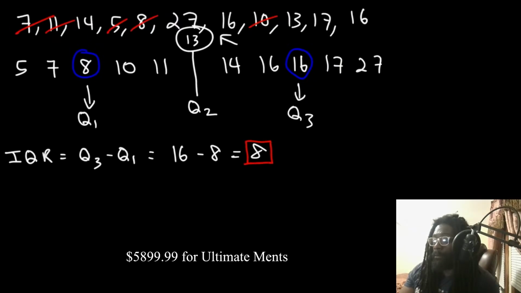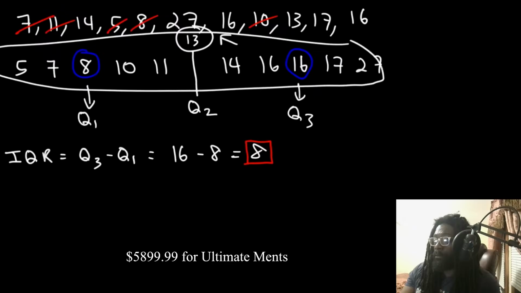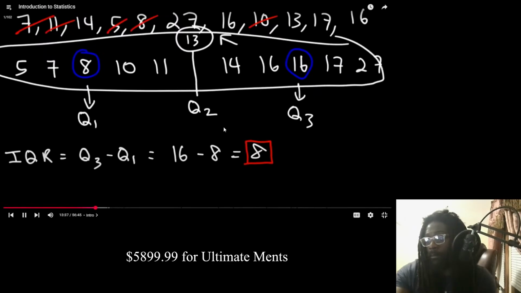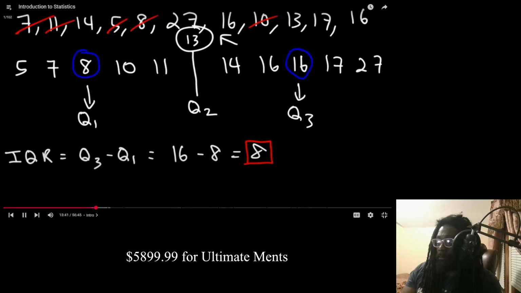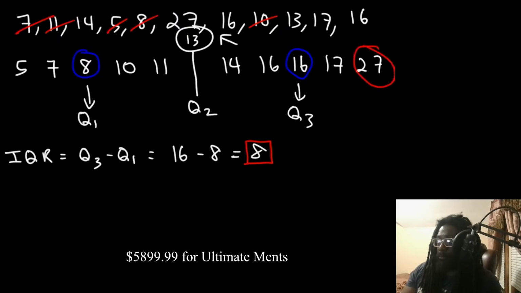Now, what about the presence of any outliers? Looking at these numbers, do you think we have a number that really stands out that doesn't belong? Yeah, 27 doesn't belong. Right now, 27 appears to be very far off from all the other numbers. So do you think 27 is an outlier? Well, let's find out. So let's write down what we know.